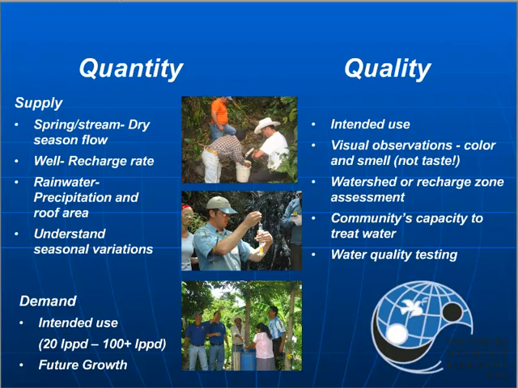So the supply side of that analysis, depending on your water source, you would have to measure what the capacity is of that source. So if you're talking about a spring or stream, what you need is the dry season flow, and it's so important that it's the dry season flow.